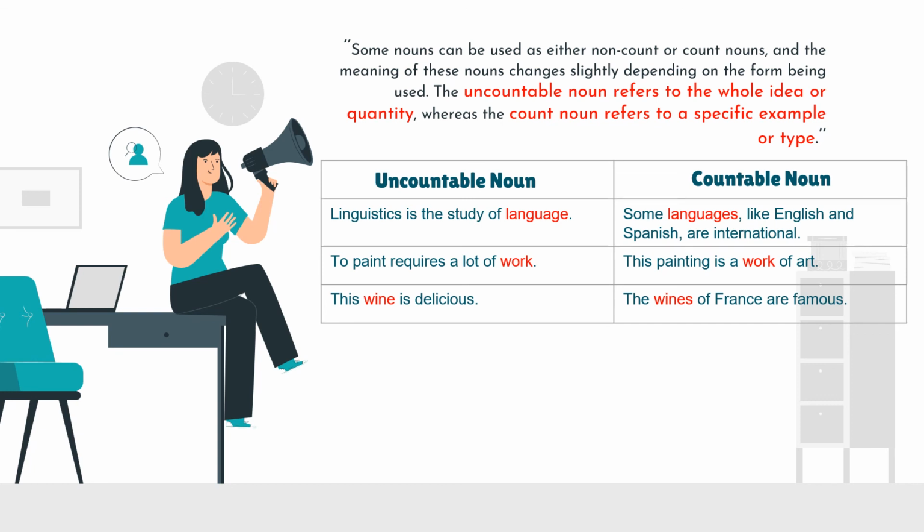The next example, this wine is delicious. Here wine is a liquid. While as a countable noun, the word wine has a different meaning. The wines of France are famous, so it refers to a specific type of wines, which is from France.